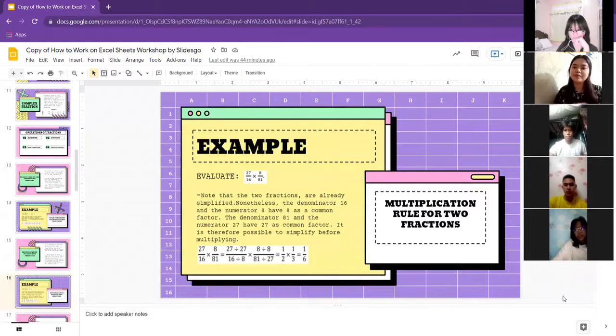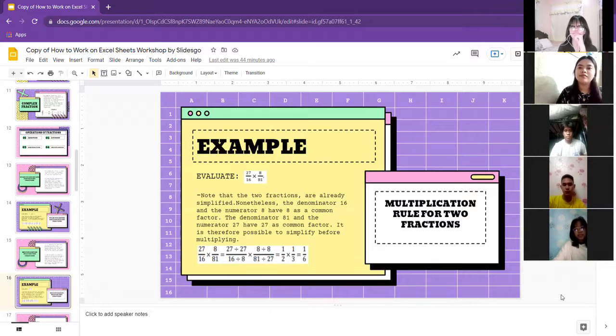Nonetheless, the denominator 16 and the numerator 8 have a common factor, which is 8. The denominator 81 and the numerator 27 have a common factor, 27. It is therefore possible to simplify before multiplying.